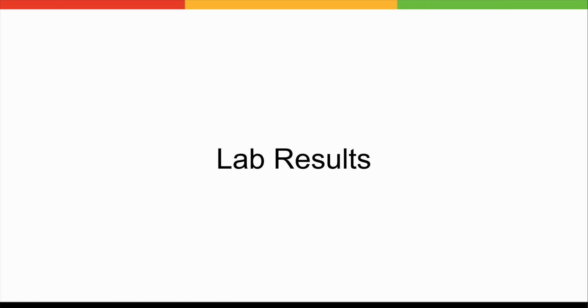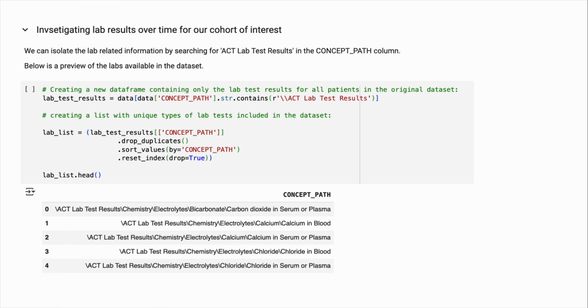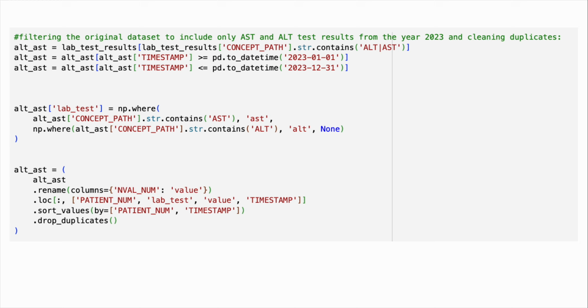Lab results. Here we analyze lab results by first listing available tests. Then we can search for a specific lab. In this example, we are looking for aspartate aminotransferase, AST, and alanine transaminase, ALT, from the year 2023.